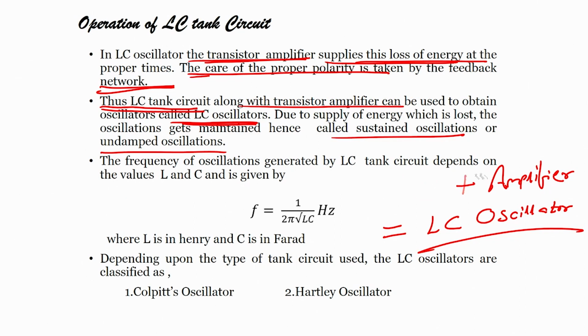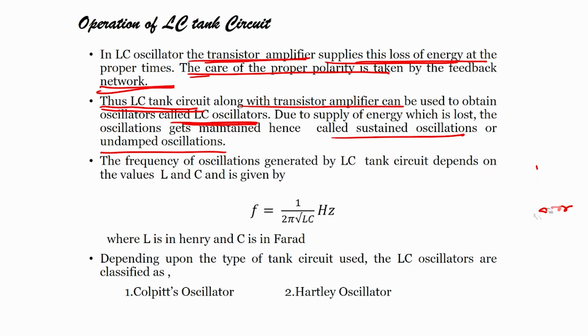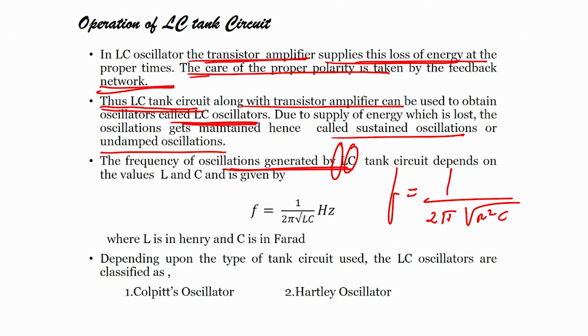The frequency of oscillation generated by the LC tank circuit will depend on what? It will depend on the inductor and on the capacitor. So, here our formula would be, instead of 1 by 2 pi root of RC, which does not apply here because there is no R, we write 1 by 2 pi under root of LC, where L is in Henry and C is in farad.